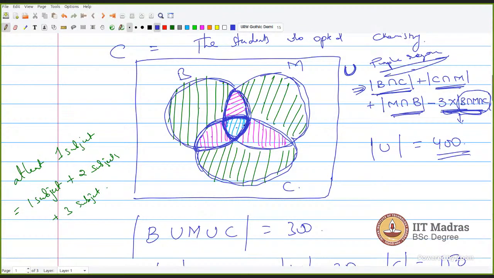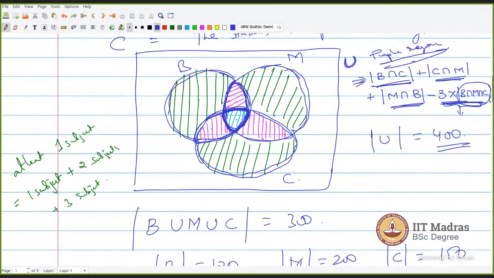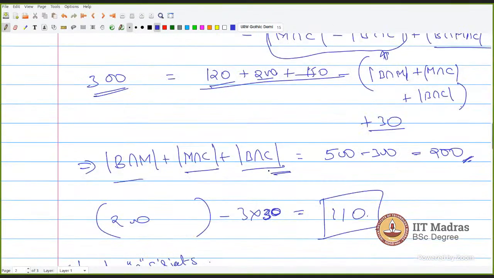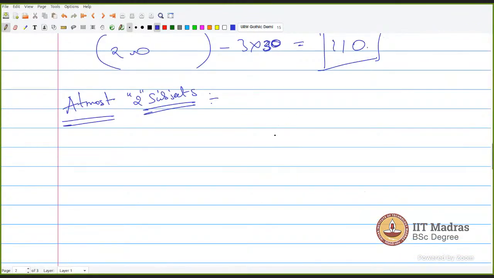Sir, at least one subject covers all the diagram, no? The whole diagram. At least one subject is nothing but B union M union C. This particular green with purple with light blue.